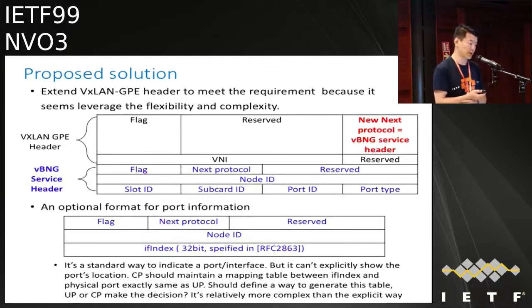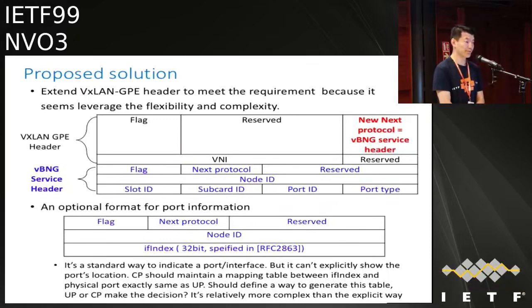It is specified in RFC 2863, and it's a standard way to indicate a port, but this way is not an explicit way to describe a port. And we have to maintain a mapping table between the interface index and the port information. So it's relatively a more complex way. But these two ways have their advantages and disadvantages, and we hope we can receive some comments on the choice of these two ways.